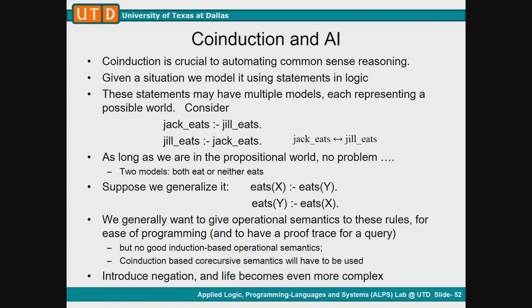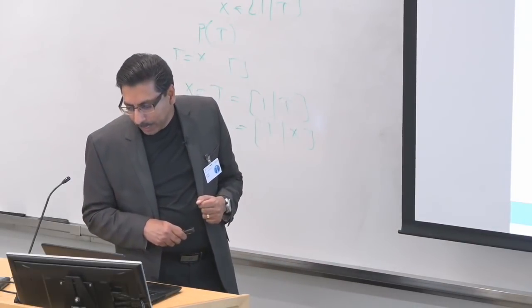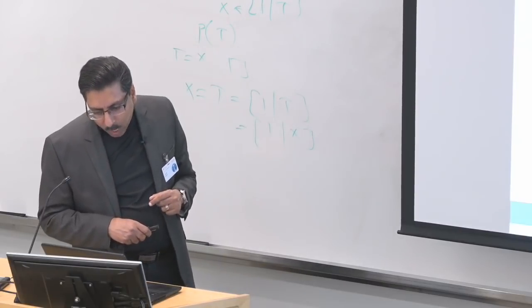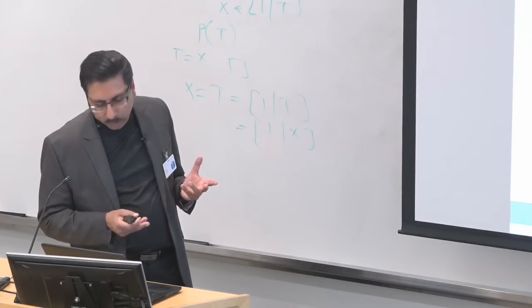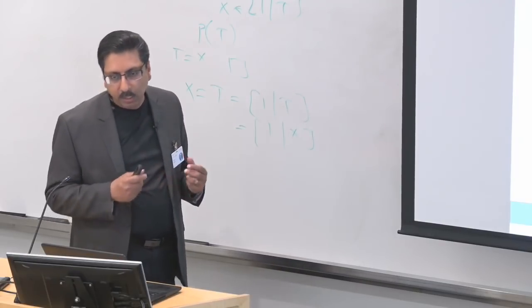So co-induction. So 3 more minutes and I will stop. So I want to put forward my spiel about why co-induction is important for AI. Co-induction is crucial to automating common sense reasoning. Why? Because given a situation, we model it using statements in logic. These statements may have multiple models, each representing a possible world.